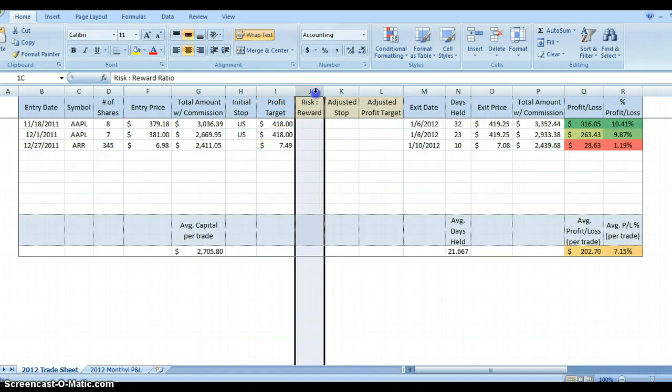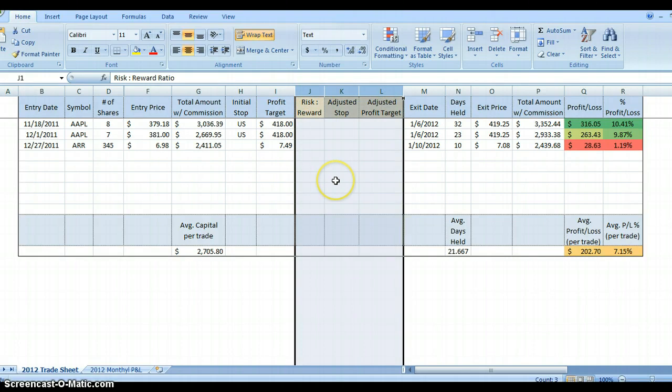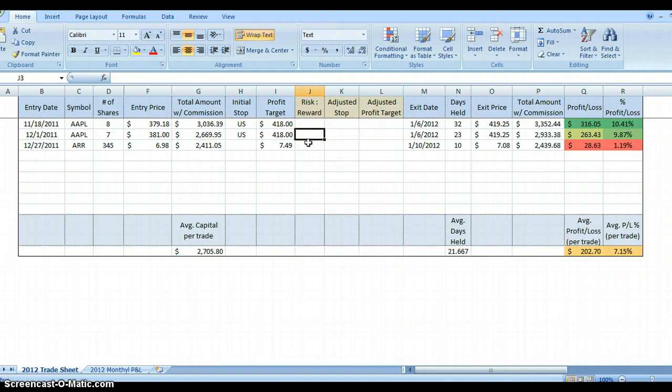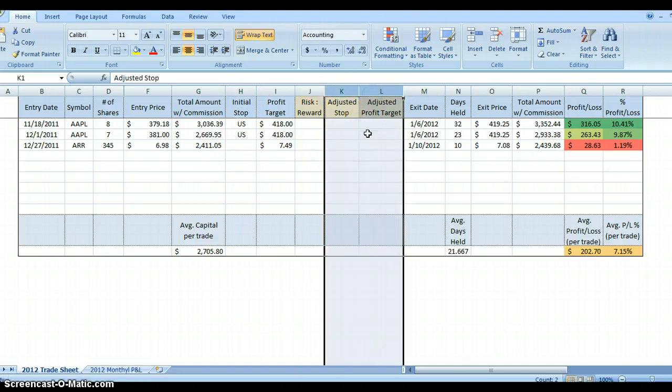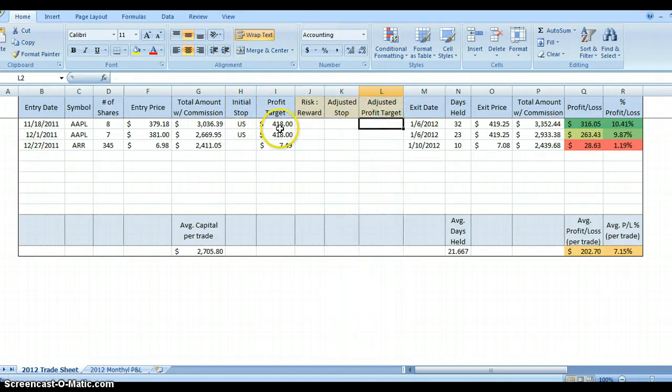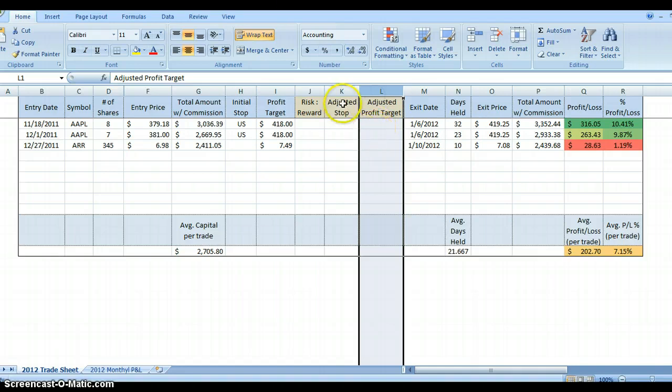Then these three columns I actually don't use generally, but I just put them up here for those who might use them. Risk reward, I don't calculate that because I can kind of assume it in my head, but this might be 3 to 1, 4 to 1, 5 to 1, whatever, depending on your profit target and your stop loss. Adjusted stop and adjusted profit target. I know some traders like to exit, let's say, half their position at their initial profit target, but then they like to hang on to the other half of their position and shoot for a higher profit target. So if you do, these columns are for you.